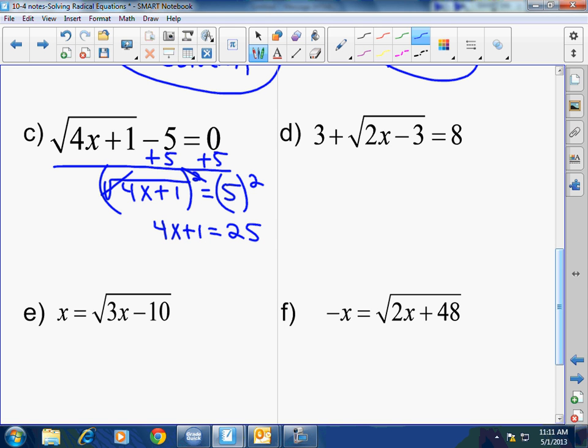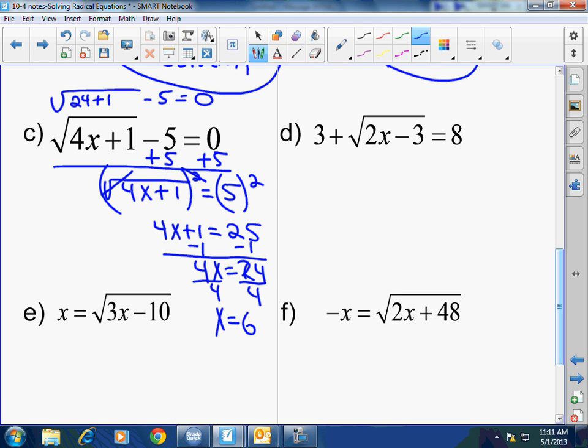Now this is a really easy two-step equation. Subtract 1 to both sides. Thank you, sir. That's 24. And then you divide by 4 to both sides. Thank you, sir. And x equals 6. That's an apparent solution. Let's see if it works. Square root of 4 times 6, okay, so that's 24 plus 1 minus 5 has got to equal 0. 24 plus 1 is 25, square root of 25 is 5, 5 minus 5 is 0, so it works. That's my solution.